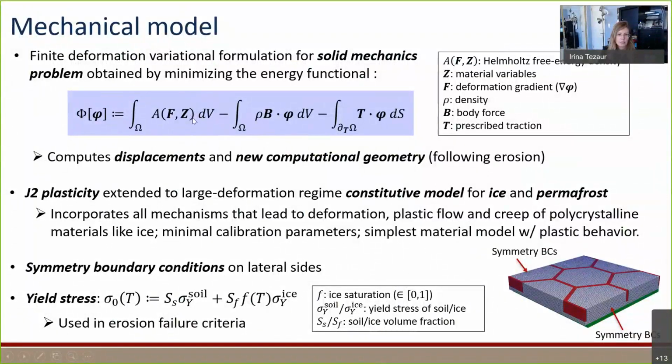And so we're postulating here what's called a J2 constitutive model for both the ice and the permafrost. This is the simplest model with plastic behavior that we know both permafrost and ice exhibit from experiments that have been done on those materials. Okay. Symmetry boundary conditions on the sides, that's not too interesting.